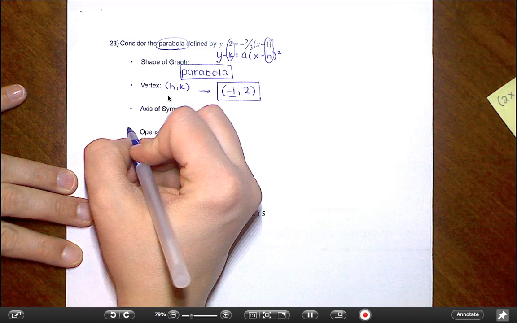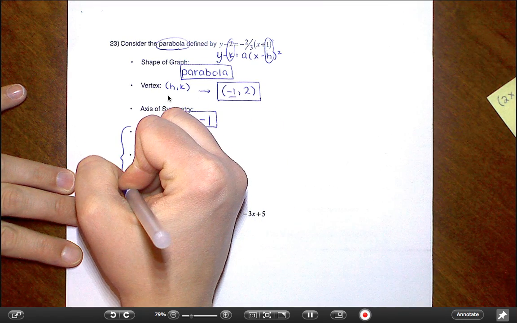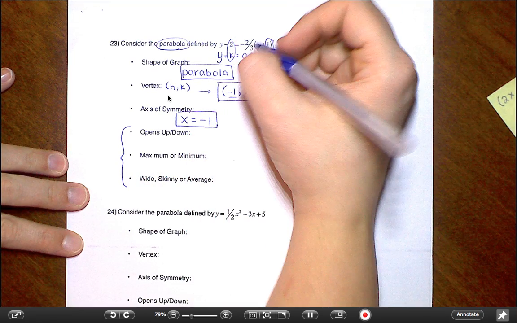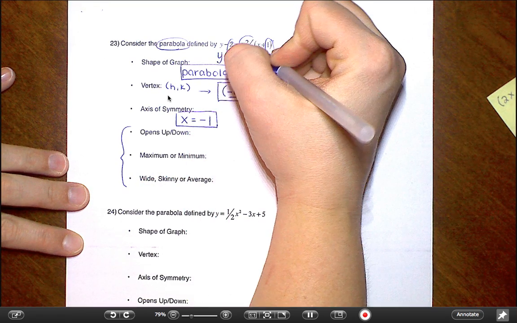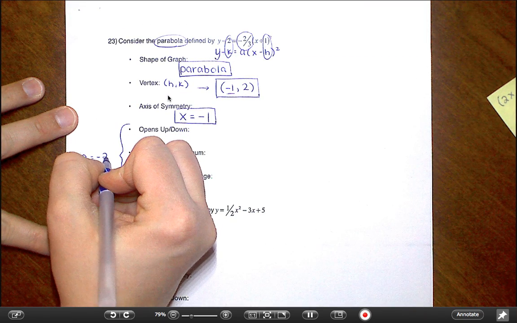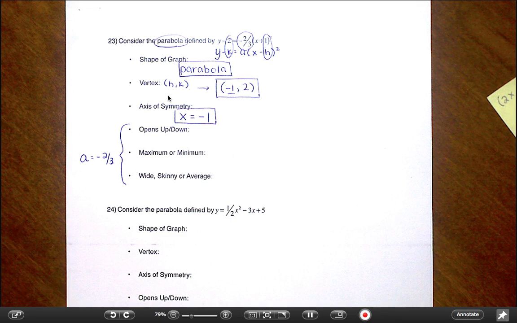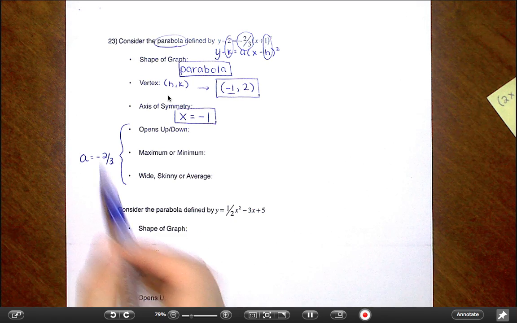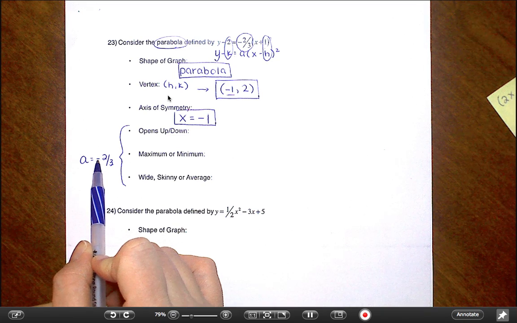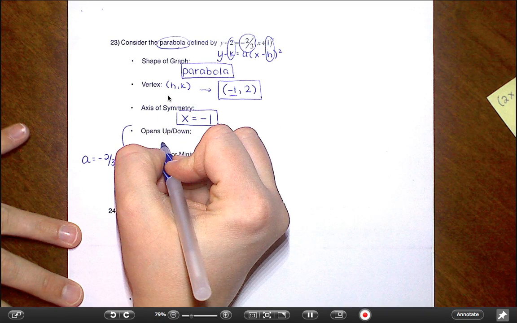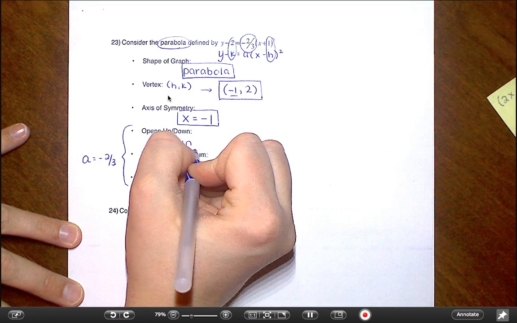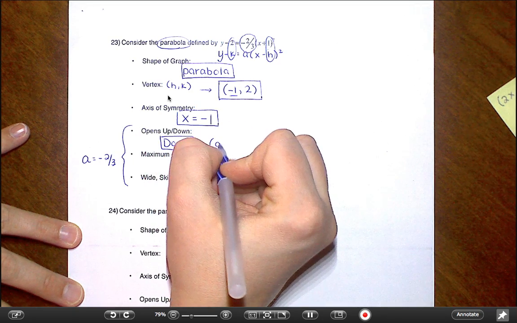Now, just like we did before, these 3 questions can all be answered using the a value. And the a value is this -2/3. So I'm just going to write over here, a is equal to -2/3. Okay. Does it open up or down? Remember, that's controlled by the sign. So positive opens up, negative opens down. So this one would open down. And you may just want to write yourself a little note that that's down because a is negative.